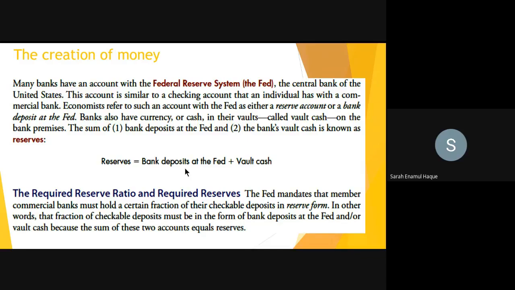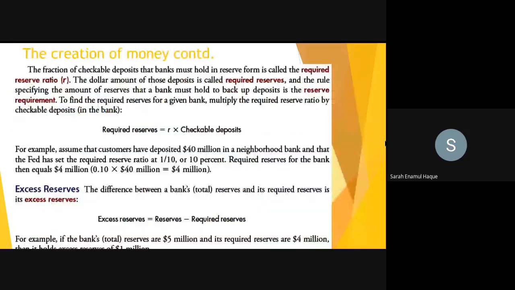Okay. And how much money is left as vault cash? Can you say? So from 100 taka, 40 taka has already been given to the central bank. So the remaining 60 taka is now the vault cash. Okay, so that is the whole idea. Let's go to the next slide.